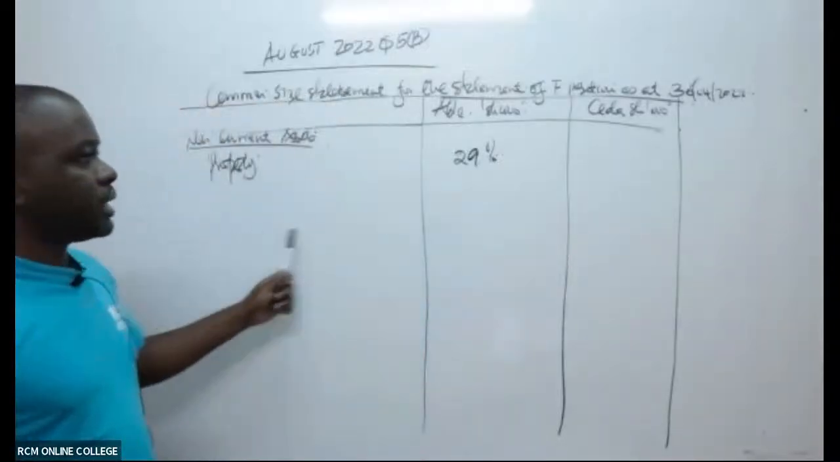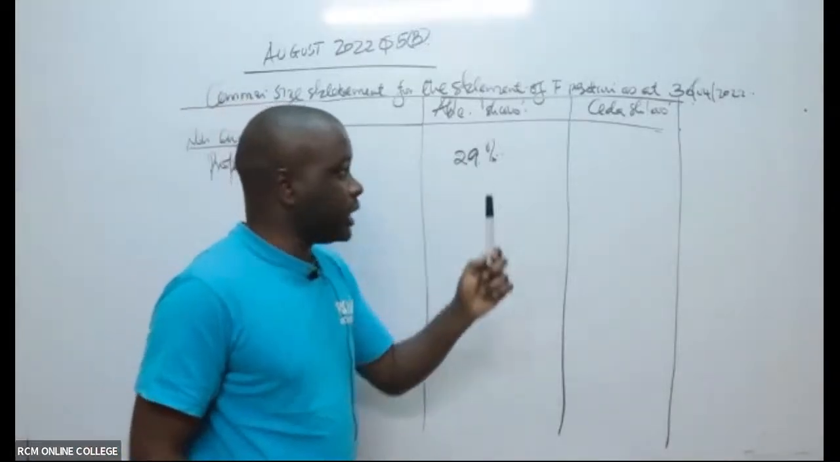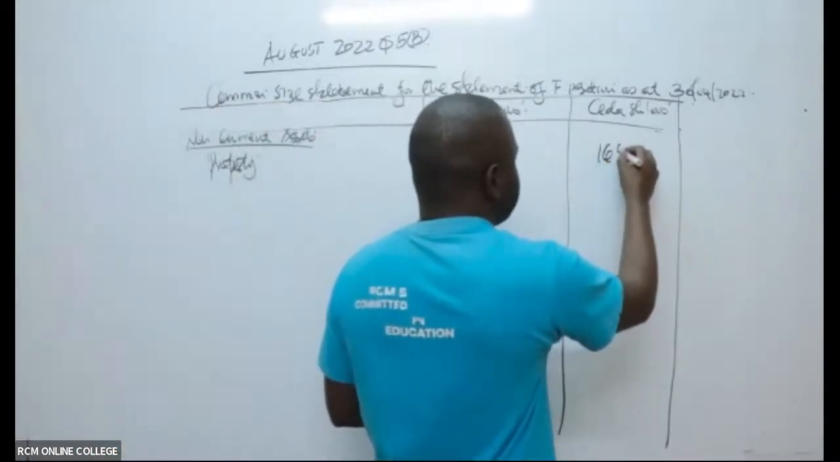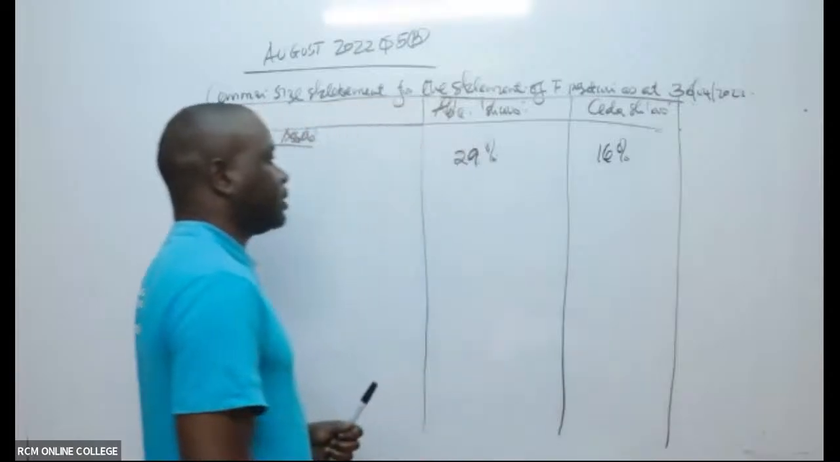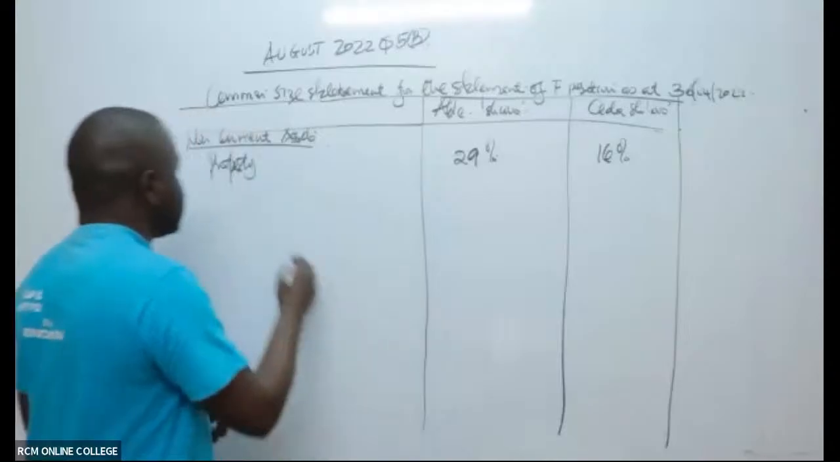29%. What about the other side, SEDA? I can see you're saying 15.8, so we can do 16%. Then the next item is actually owned plant.